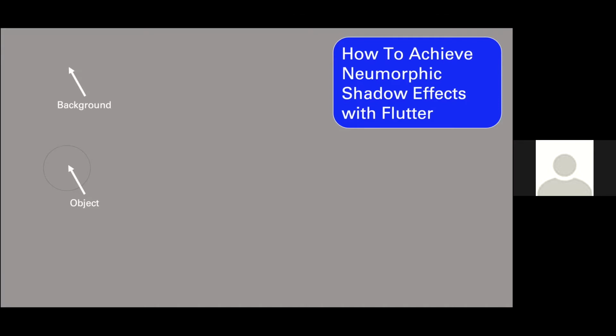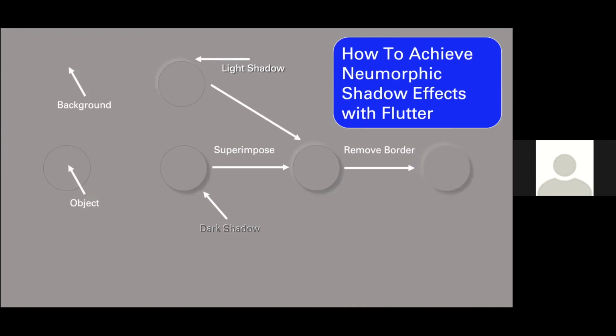Now, in principle, what you're going to do is you're going to have two circles or two shadows that you're going to use. One that's a light color and it's pointed up and to the left. And then you're going to have a different shadow color, which is dark and pointed down to the right. If you superimpose these, you're getting the Neomorphic effect. And then to make it whole, what you can do is remove the border color. And then this is going to give you the Neomorphic effect that you're looking for.